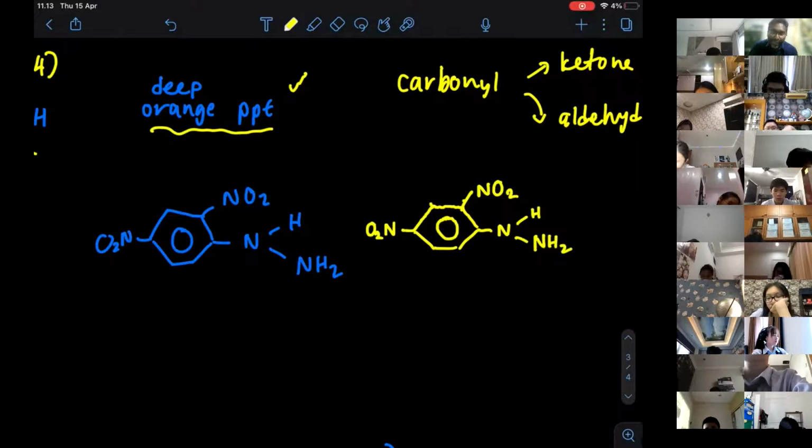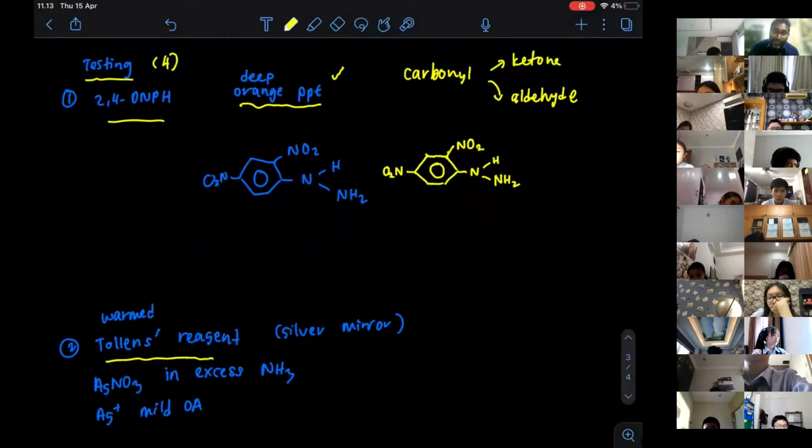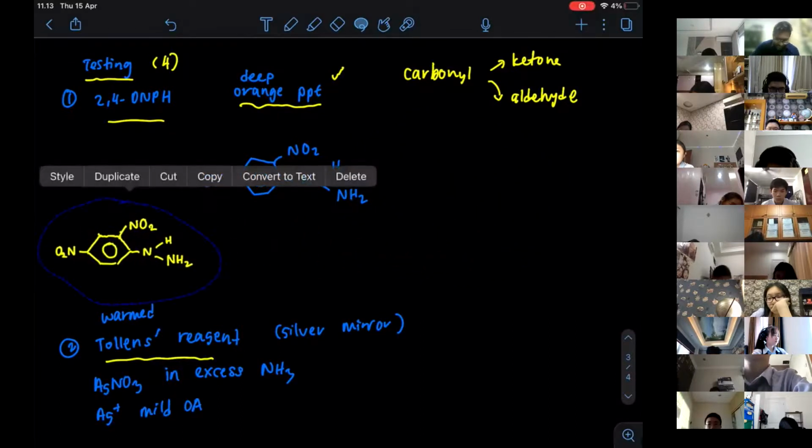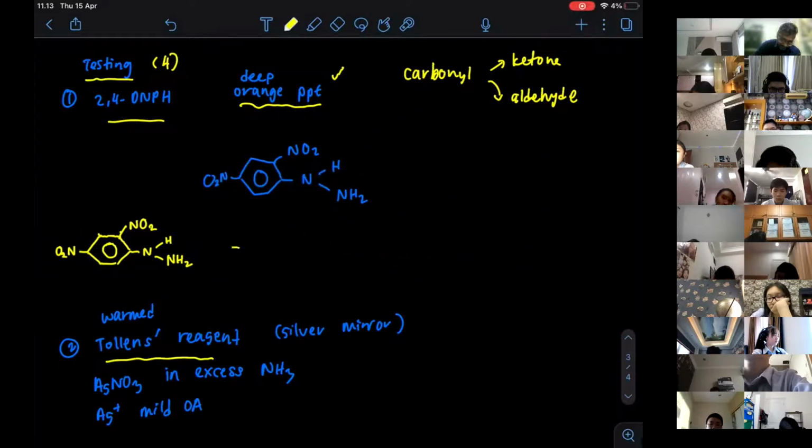Why do we need to know the diagram? Because you should be able to write down the equation. I'll write down the equation that gives you the deep orange precipitate. If I bring this and put it here, let's say I'm going to react it with any carbonyl compound, let's say propanone. C double bond O, CH3, CH3.